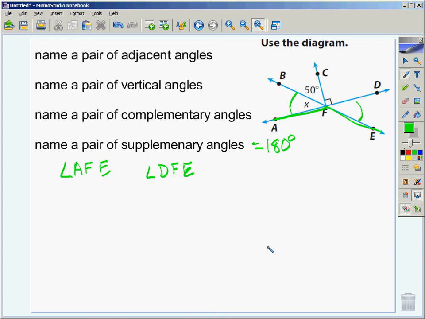There's only 4 questions, but they're all multiple pieces. But most of them are just identifying something. Some of them you have to find a measurement, but most of them are identifying.